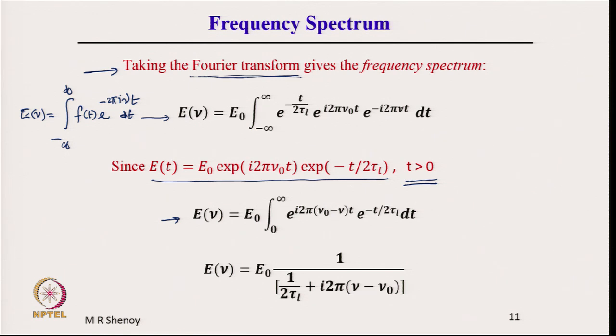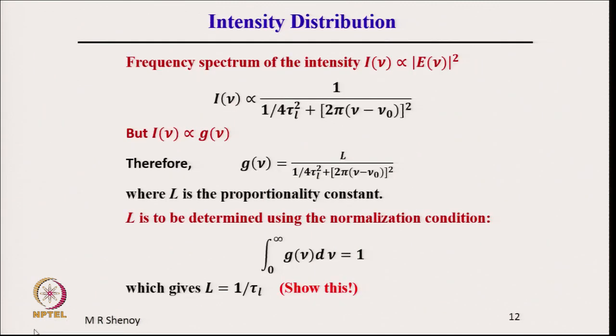Now, we have combined this 2 pi into nu 0 minus nu into t into this. So, we can simply integrate this, and you see that it is a definite integral which can be integrated to get the frequency spectrum E nu given by this expression. Now, the intensity frequency spectrum I nu is proportional to mod E nu square.